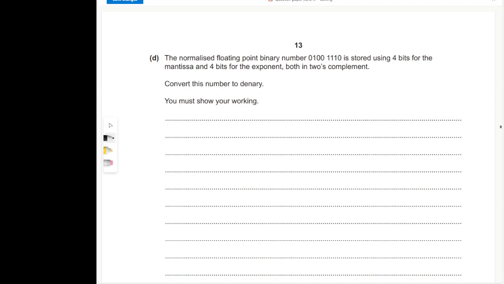Remember? Right, so to help me, I'm not going to try and work from that. I'm going to write the number out first. So I'm going to put 0, and I'm going to put my implied binary point in because it's normalised. And then I'm going to write out the exponent bits.